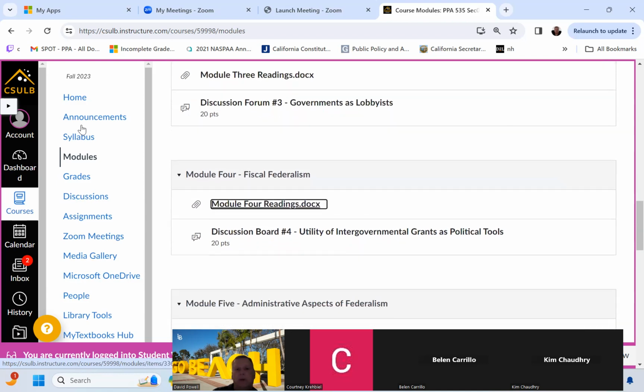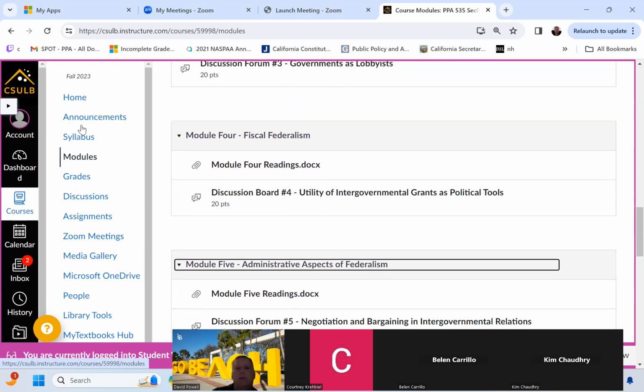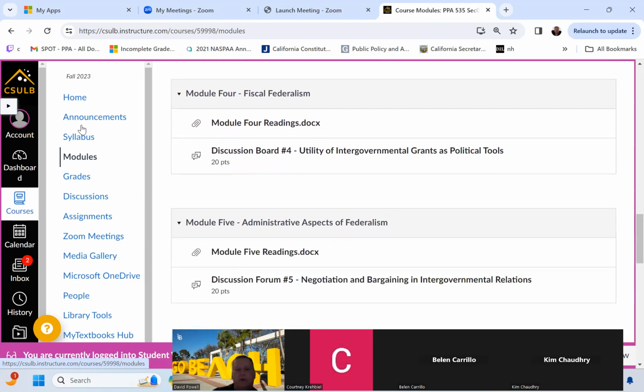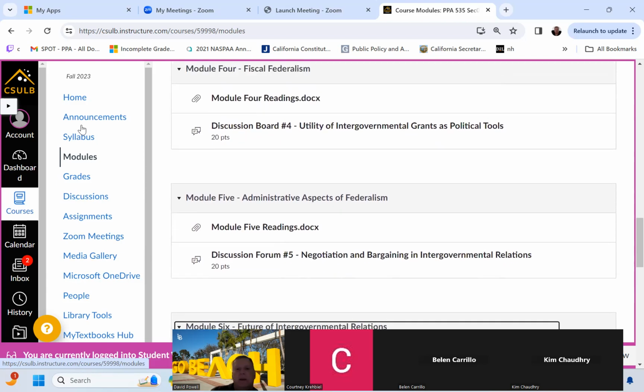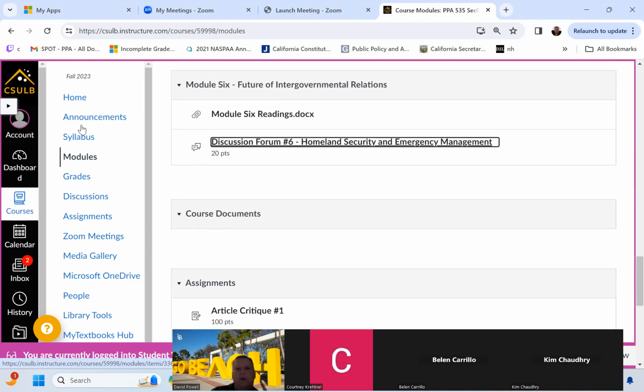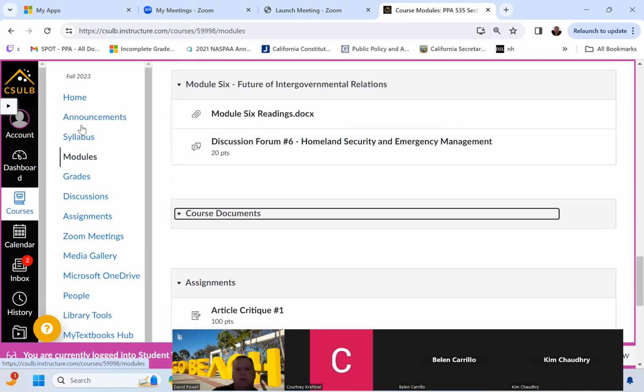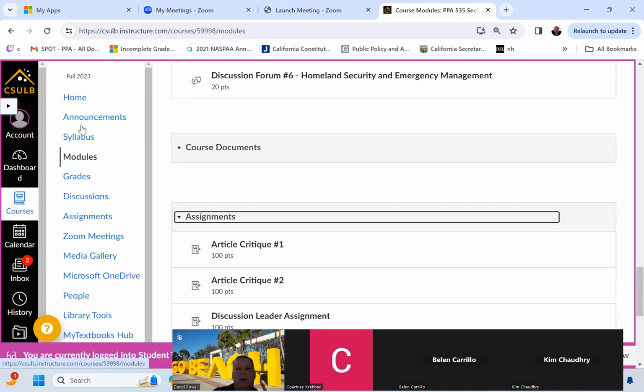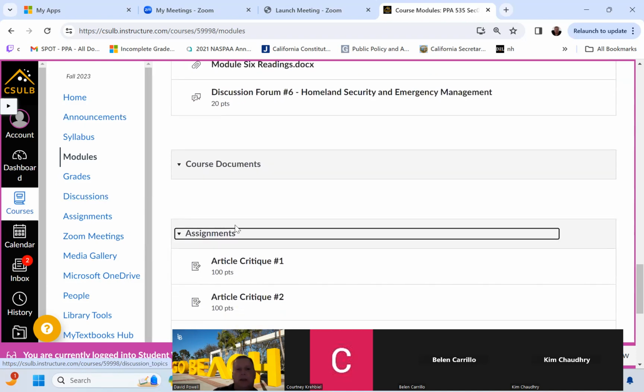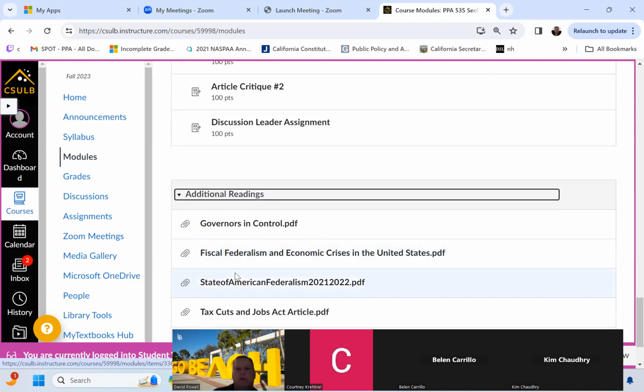Fiscal federalism, readings, your discussion board posting. Administrative aspects, readings, your discussion board posting. Module 6, future readings and your discussion board posting. Then when you are submitting your assignments, your article critique gets submitted here, both of those, and then your discussion leader assignment. If you're going to use PowerPoint slides, you can go ahead and submit your PowerPoint slides here. If not, then you don't have to worry about submitting anything there.